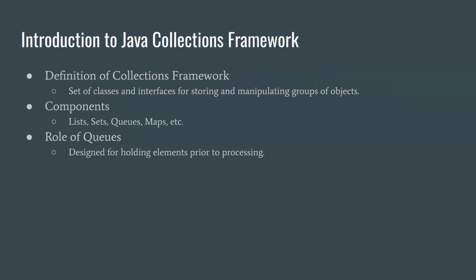Hello, everyone. We're going to explore the Java Collections Framework. The Collections Framework is a powerful component of Java that helps us manage groups of objects. This framework contains various types of collections like lists, sets, and maps, and each serves a different purpose depending on our data handling needs.